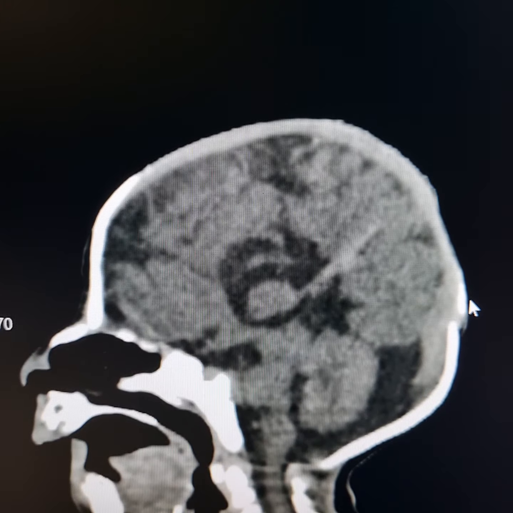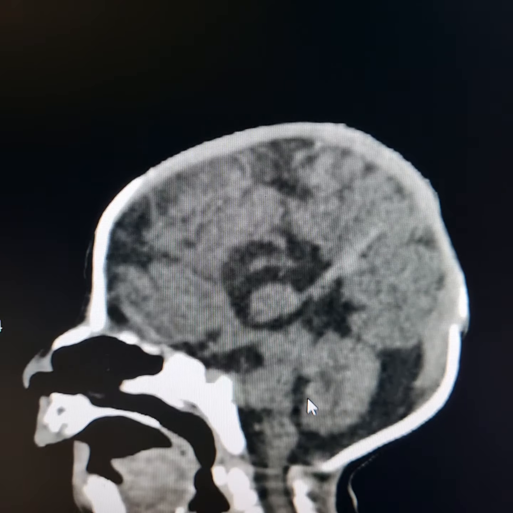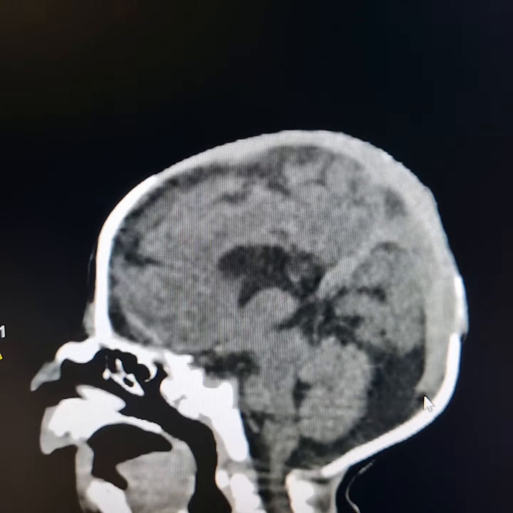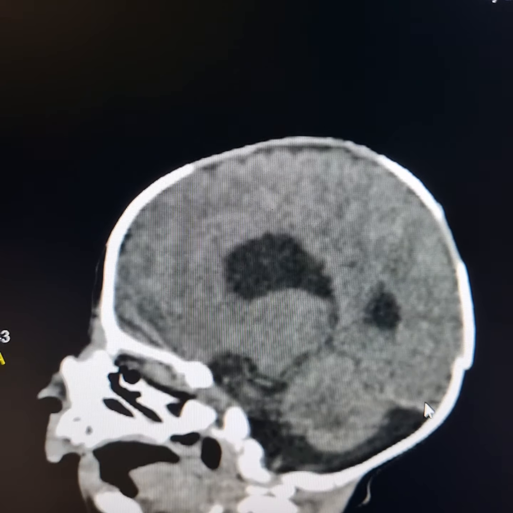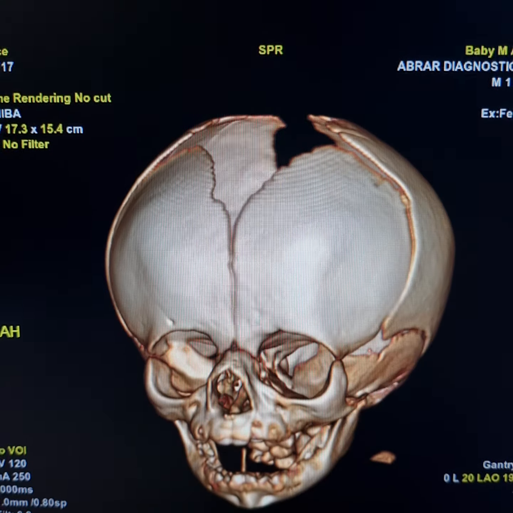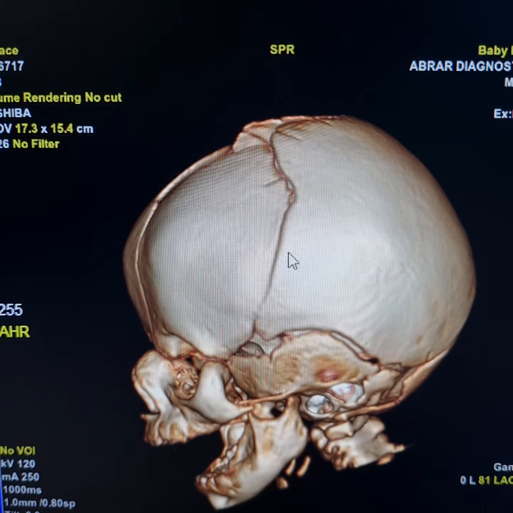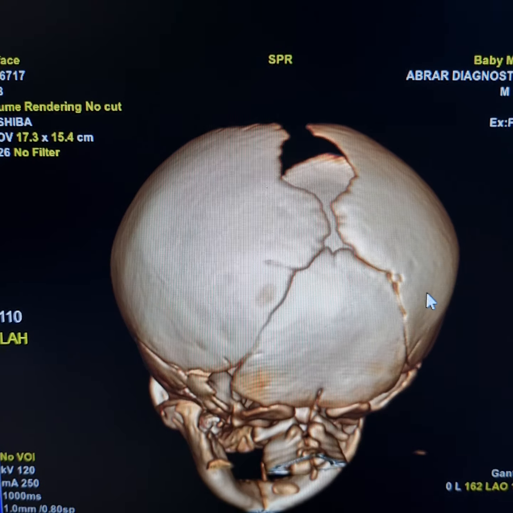Aqueduct stenosis. Small sized fourth ventricle. There is no enlargement of the posterior cranial fossa. This is 3D. Please observe overriding of the coronal and lambdoid sutures.